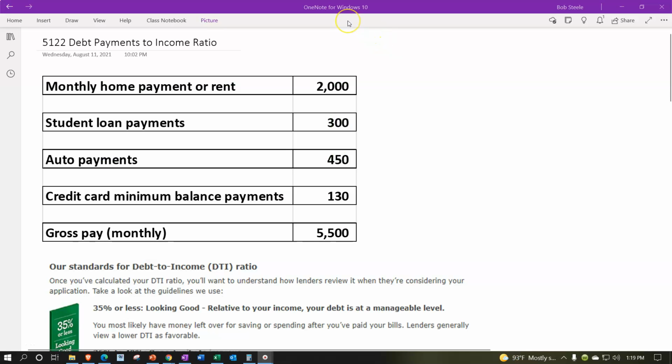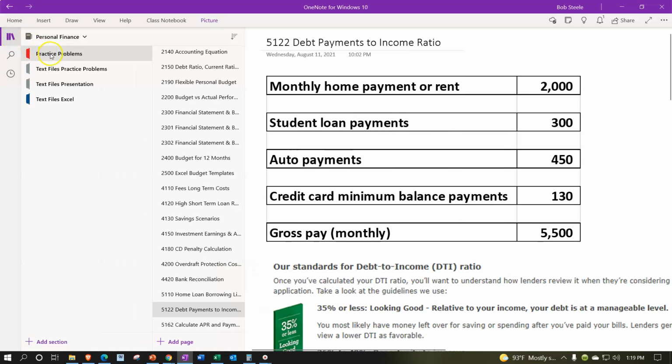Here we are in OneNote. If you have access to OneNote and would like to follow along, you're not required to, but if you would like to, we're in the icon on the left-hand side, the Practice Problems tab, down in the 5122 Debt Payments to Income Ratio.